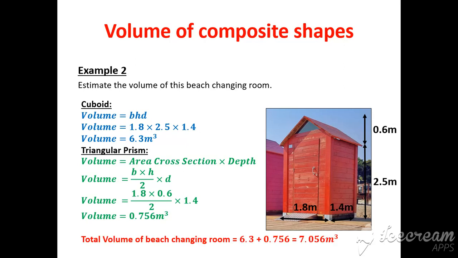And now I can just add the two volumes together, the 6.3 and the 0.756, to get 7.056 meters cubed, which is the volume of the changing room.